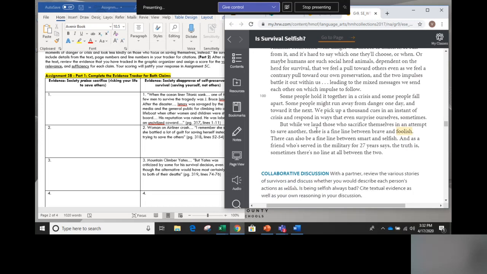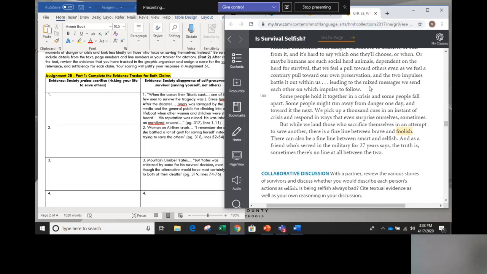Some people might run away from danger one day and toward it the next. We pick up 1,000 cues in an instant of crisis and respond in ways that even surprise ourselves sometimes. But while we laud those who sacrifice themselves in an attempt to save one another, there is a fine line between brave and foolish. There can also be a fine line between smart and selfish. And as a friend who served in the military for 27 years says, the truth is, sometimes there's no line at all between the two.